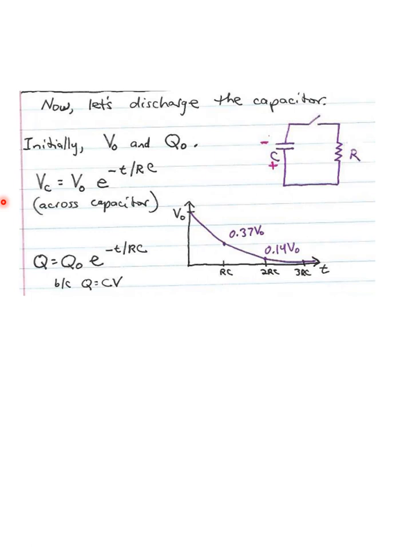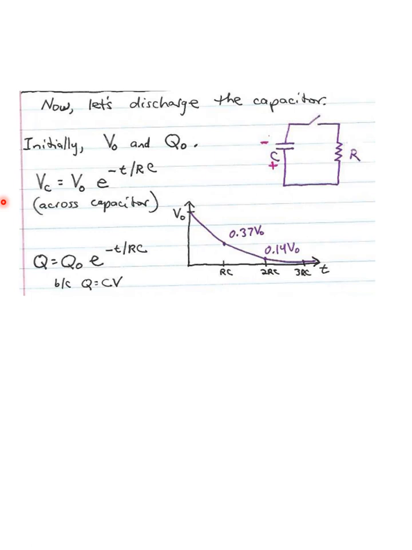So initially, it's at its full voltage, its full charge, and it doesn't necessarily have to be at the maximum that we get after waiting 5 time constants. We could have just charged it up halfway and then opened the circuit. So I'm going to call the initial voltage and charge V0 and Q0, whatever those are.